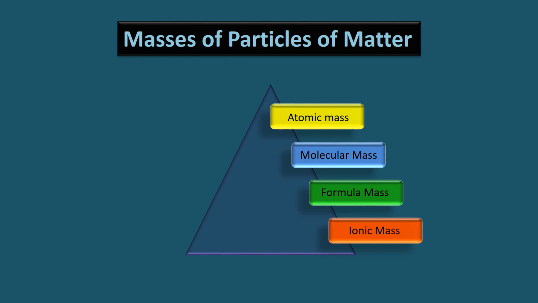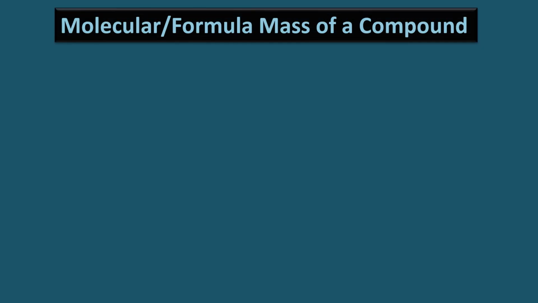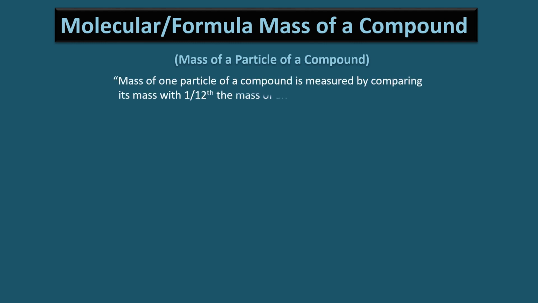So this was all about atomic mass. Next in the list we have molecular mass and formula mass. We'll study them together as I taught molecular formula and empirical formula together. Molecular or formula mass of a compound is actually the mass of a particle of a compound, and the mass of one particle of a compound is measured by comparing its mass with 1/12 the mass of an atom of carbon-12 isotope. On the next slide, I'll give its simple definition.